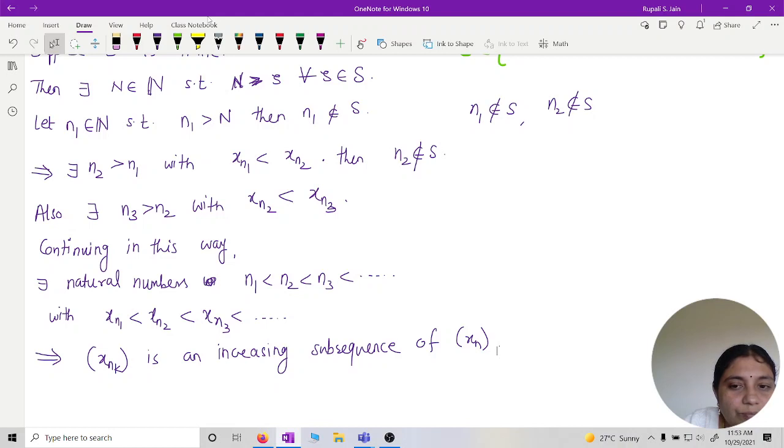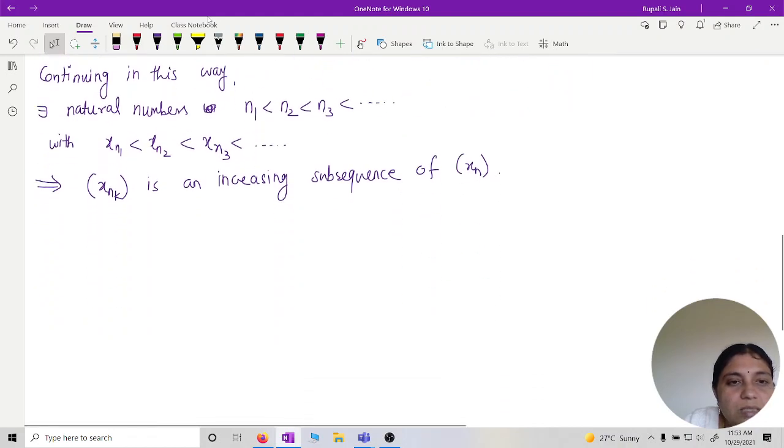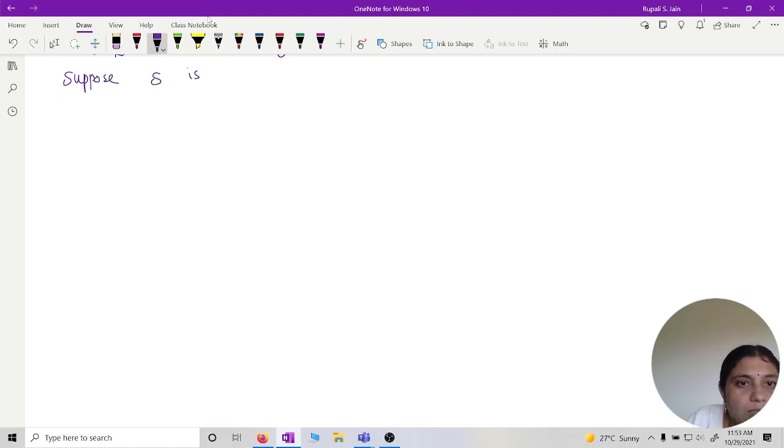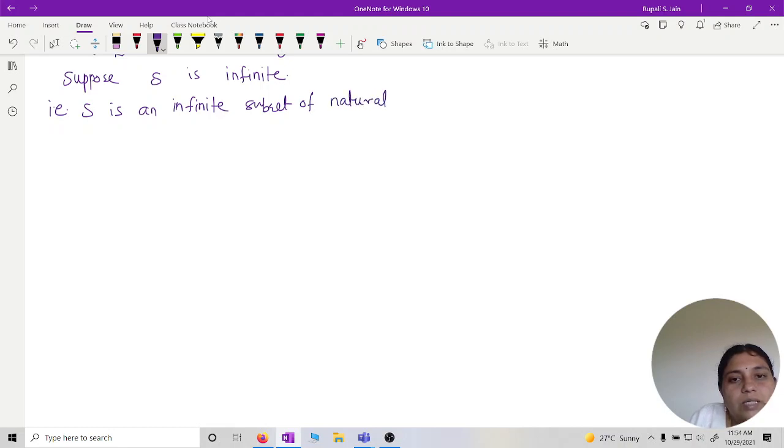Is that okay? Yes, ma'am. Now suppose S is infinite. On the other hand, suppose S is infinite. If it is infinite, again it is a subset of the natural numbers. That is, S is an infinite subset of the set of natural numbers.